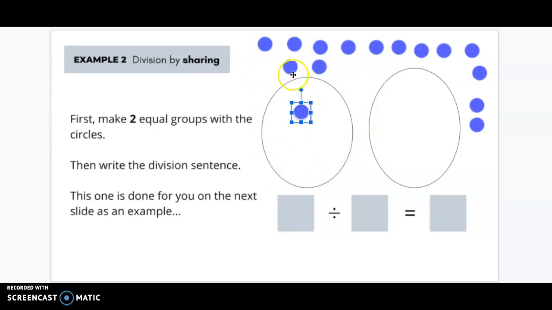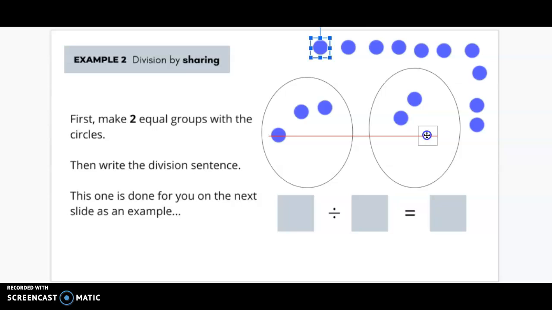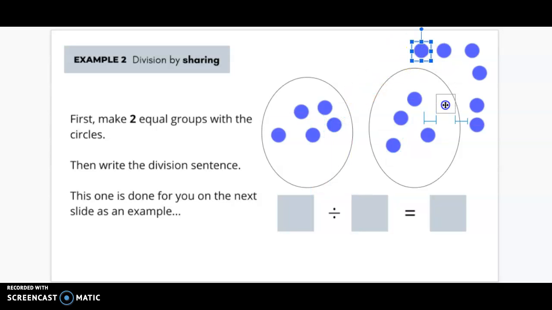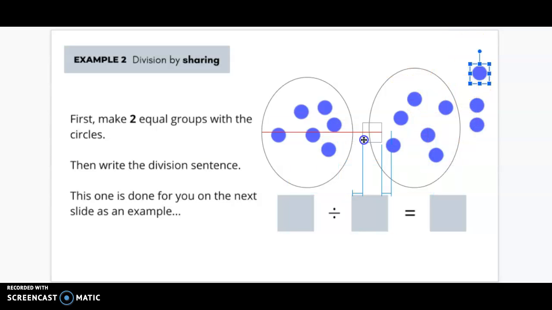So 1 here and 1 here. 1 here and 1 here. 1 here and 1 here. 1 here and 1 here. 1 here and 1 here. 1 here and 1 here. 1 here and 1 here.